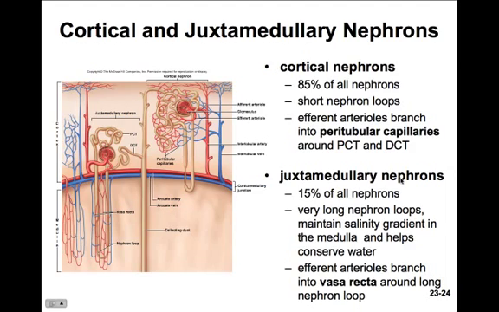The remaining 15% of the nephrons are juxtamedullary. That means they pass into the medulla. They're very long nephron loops. They maintain a salinity gradient in the medulla that helps us conserve water and not lose it all in the urine. Their efferent arterioles branch and form the vasa recta, which is around the long nephron loop.